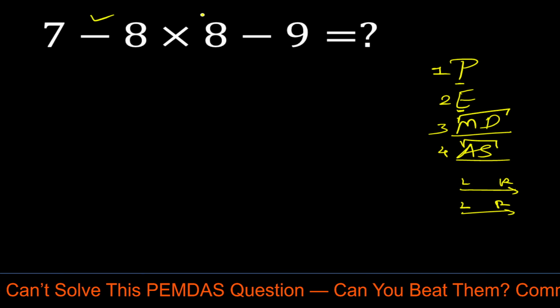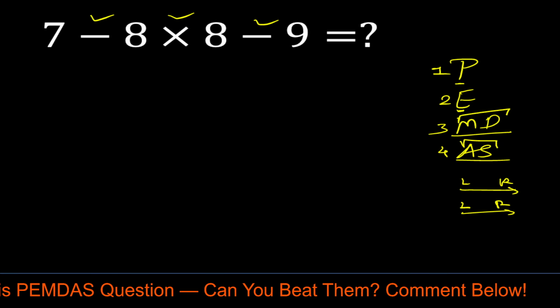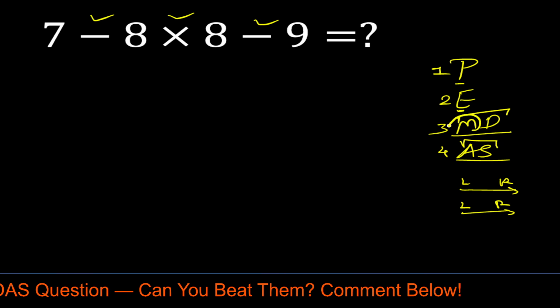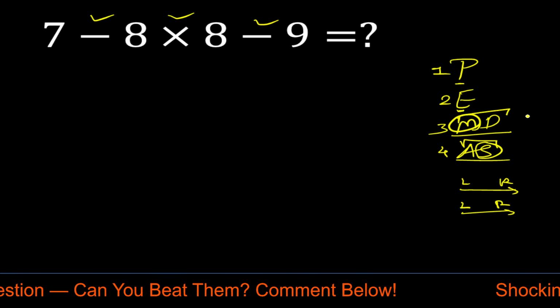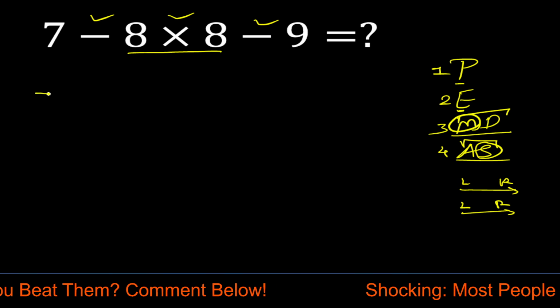So in this question, here we have subtraction, here multiplication, and here subtraction. So according to the PEMDAS rule, first we have to solve multiplication, then we have to solve subtraction, right? So first we have to solve this multiplication.